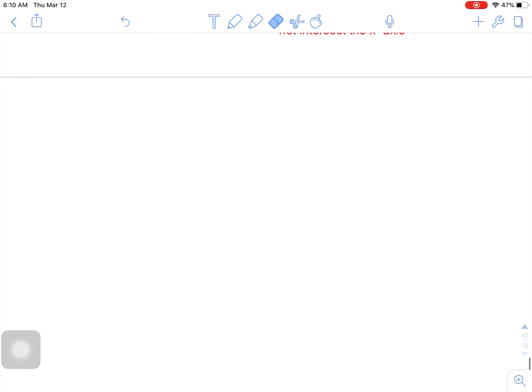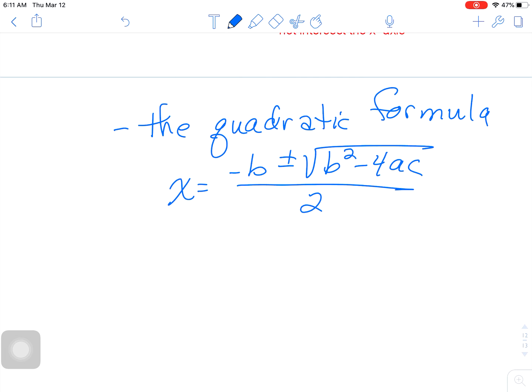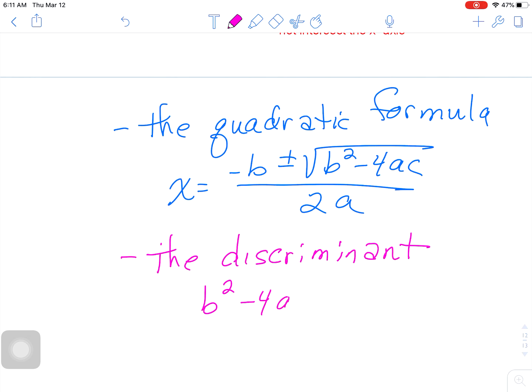Okay, so today we talked about the quadratic formula. That's x equals opposite of b plus or minus the square root of b squared minus 4ac all over 2a. And that helps us to find the solutions. And we also talked about the discriminant. The discriminant, which is b squared minus 4ac, is the part under the radical sign. And that tells us the number of solutions we can expect.